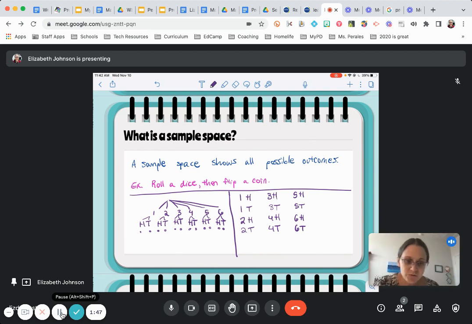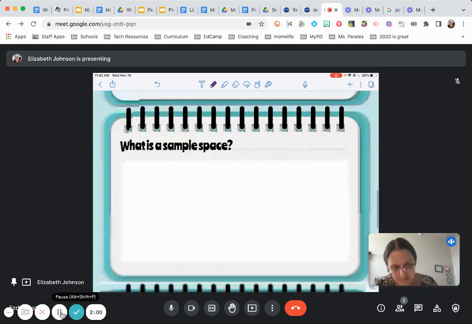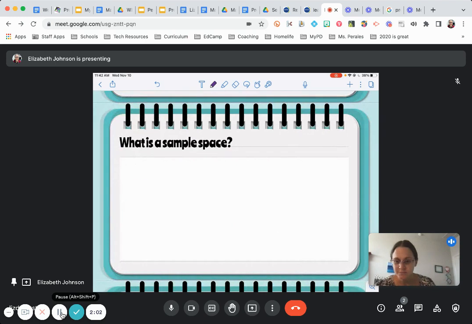I would encourage you to use whichever illustration makes the most sense to you when you are representing a sample space. But you do need to be familiar with both types because you're going to run into both kinds of illustrations in life. Let's look at another sample space really quickly.